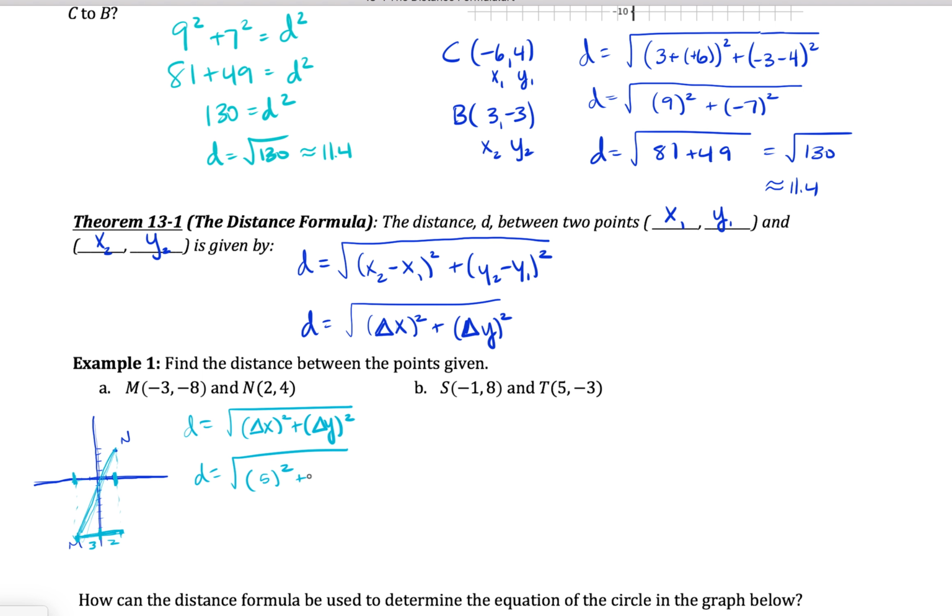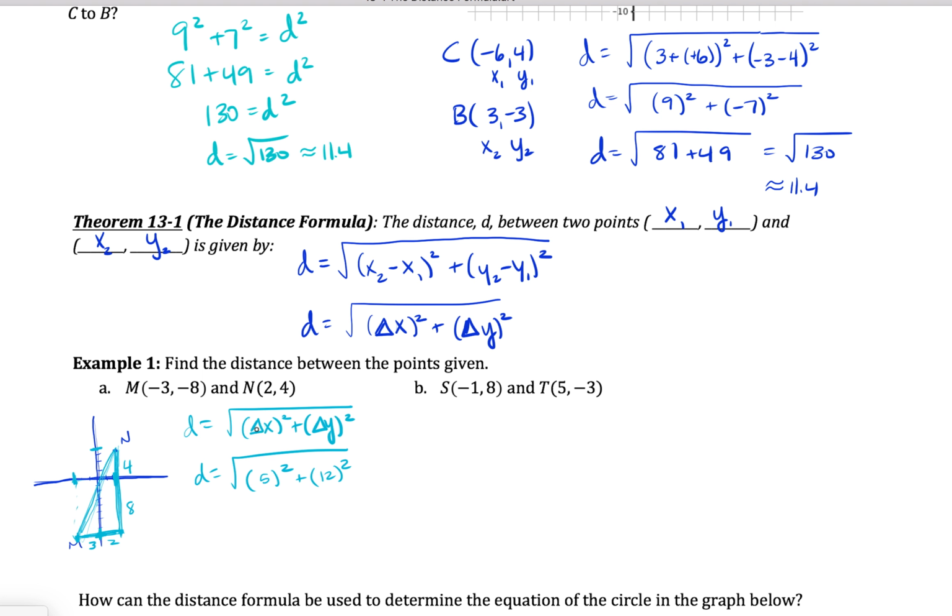So I'm going to square that. Plus, how about the changes in y's? So I'm going from up here at positive 4 down here to negative 8. So it's this distance right here. That's our difference in our y's. How far is that? Well, from positive 4 down to 0 would be a distance of 4. And then from 0 down to negative 8 is a distance of 8. So altogether, that is a distance of 12.